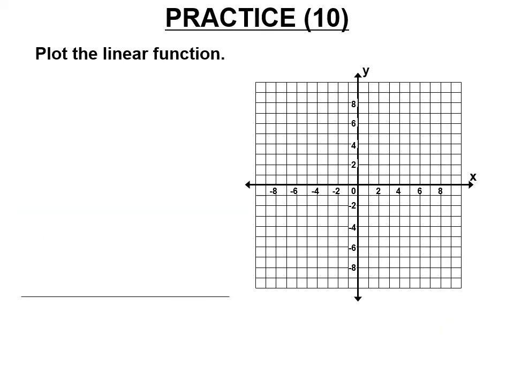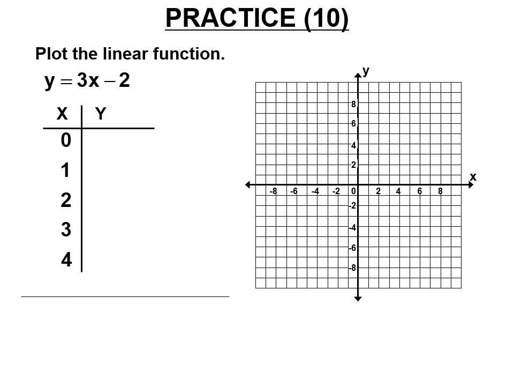Okay, so let's practice. Let's plot this linear function. All right, you're going to make a t-table. You're going to fill it in. 0 times 3 minus 2. 1 times 3 minus 2. 2 times 3 minus 2. 3 times 3 minus 2. And 4 times 3 minus 2. So there's what I've got. So I have 0, -2, 1, 1, 2, 4, 3, 7, and 4, 10.